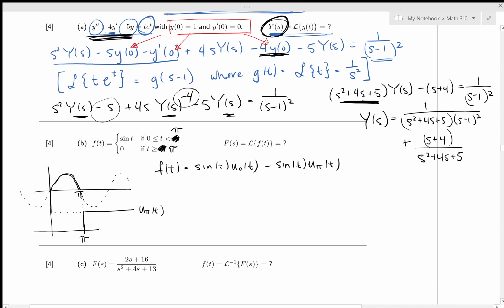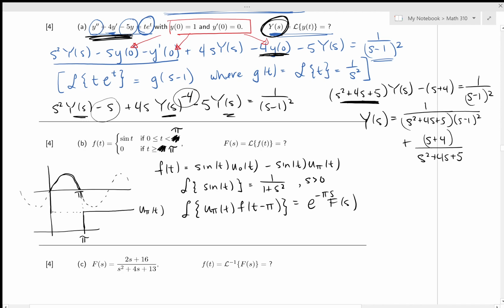Okay, then I can now start to think about how to take the Laplace transform, and so the Laplace transform of sine of t is 1 over 1 plus s squared. That's with s greater than 0. Okay, so now what I'm doing is looking on the table of Laplace transforms, which you will be allowed to use on the final exam. And I know this fact here, f of t minus pi. I know this from the table. That is e to the minus pi s f of s. Okay, so that's from the table. Both of those two things are from the table.